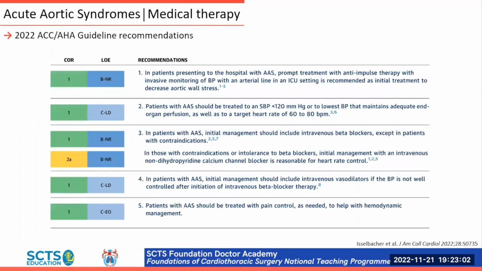Medical therapy. These are the recent guidelines, the American guidelines, published 2 weeks ago. Of course, they recommend as the first management line controlling the pressure with adequate medical therapy. And the pressure should normally stay below 120 millimeters of mercury systolic pressure.